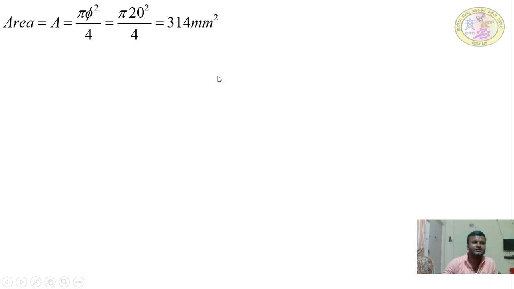So how to find this? First of all, we need to find out the area of this section. Area is equal to what? Pi d square by 4. Pi into 20 square divided by 4, which is equal to 314 mm square. You have to calculate it separately.